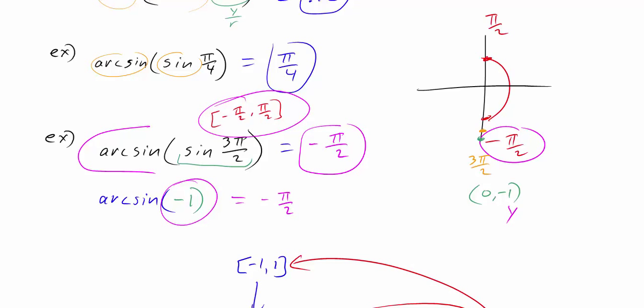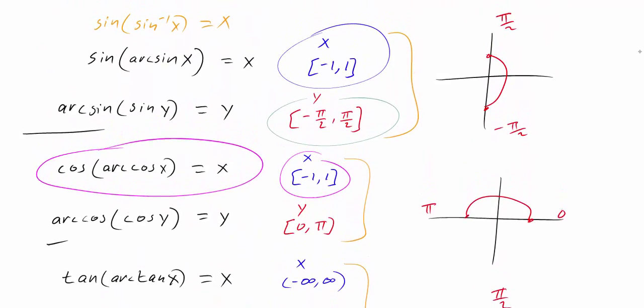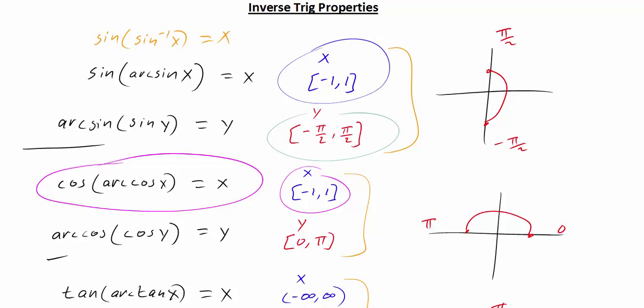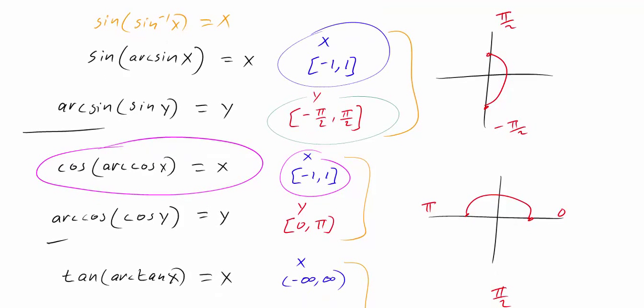Okay, so hopefully now you understand this a little bit better with your inverse trig properties. You'll notice it's important to understand for each one of these, the sine, the cosine, and tangent, make sure you understand the idea of the domain and range as far as your inputs and outputs.